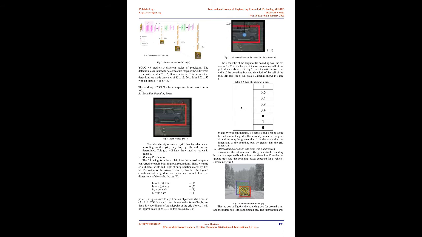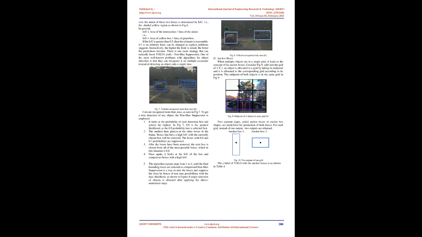Detection at three different scales is shown in Fig 3. BX and BY will always lie in the 0 to 1 range, while the midpoint in the grid will always remain in the grid.